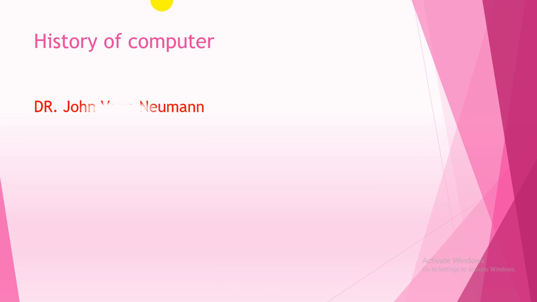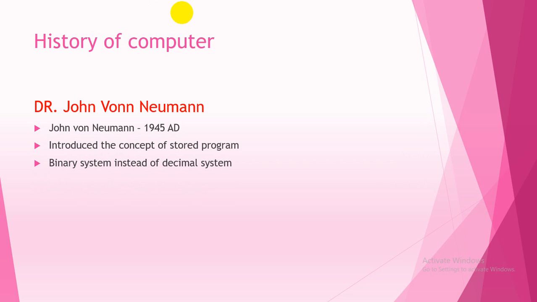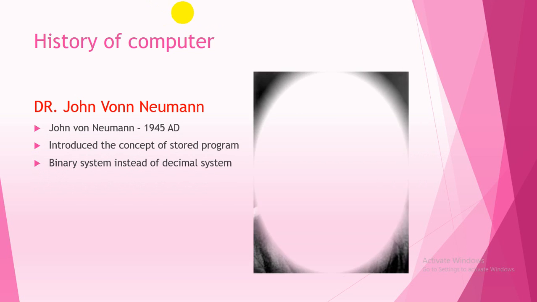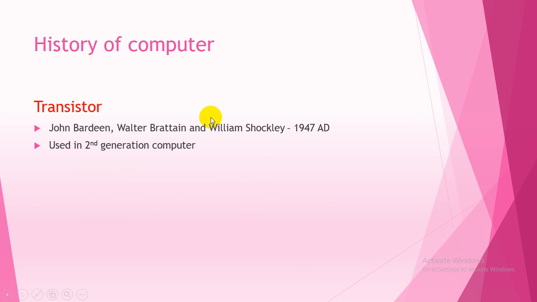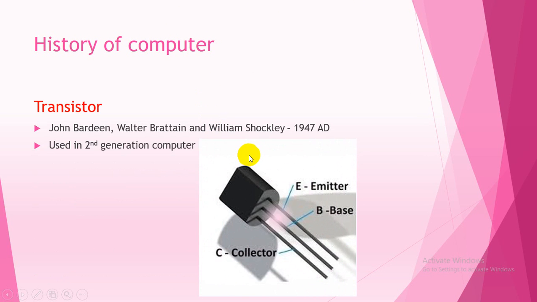Next comes Dr. John von Neumann, who introduced the concept of stored program in 1945 AD, which used the binary system instead of the decimal system. And next comes the concept of transistor, which was also used in second generation computers, and it was developed by John Bardeen, Walter Brattain and William Shockley in 1947 AD.